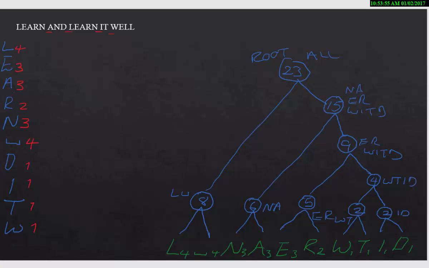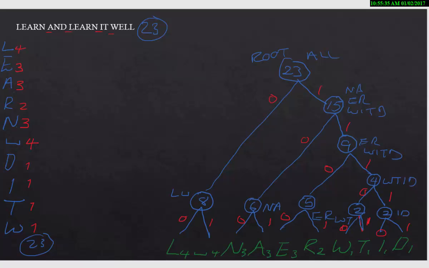So let's just count up how many characters we have. We have 23 characters, and that matches the root. And here, just to make sure I have the frequencies right, again, they're correct. Now what we do is we label the binary branches with 0, 1 and so on.